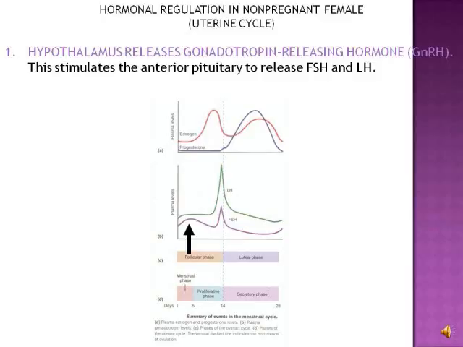uterus. Here, the hypothalamus releases the gonadotropin-releasing hormone that stimulates the anterior pituitary hormones that we talked about earlier, FSH and LH. Here you can see that's in the follicular phase and is directly coordinated to the low levels of estrogen and progesterone. Now normally this is found in days 1 through 5.